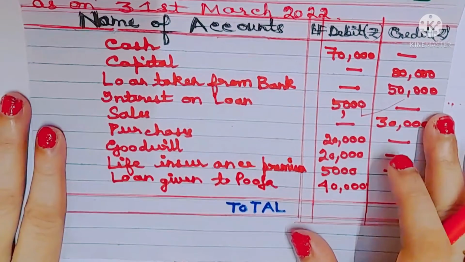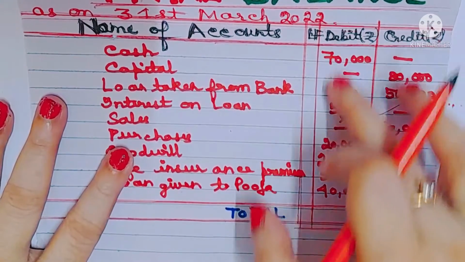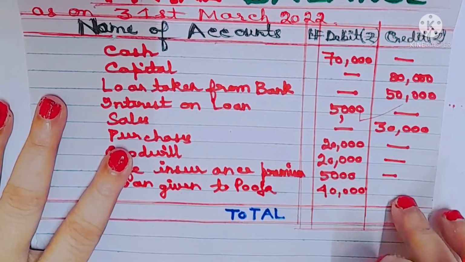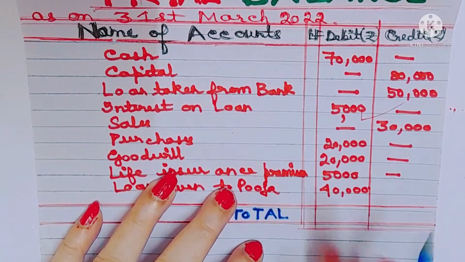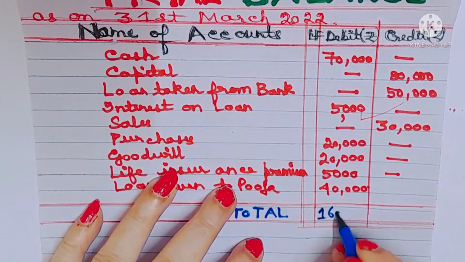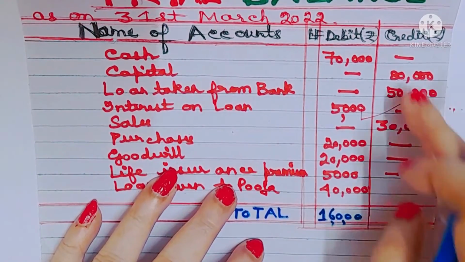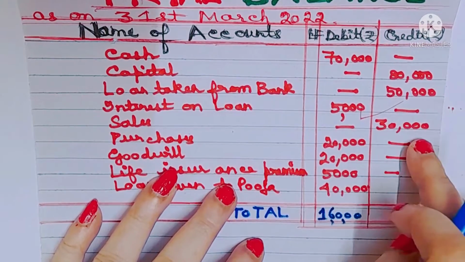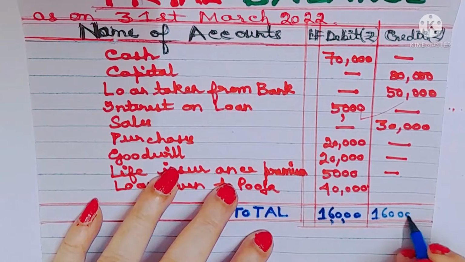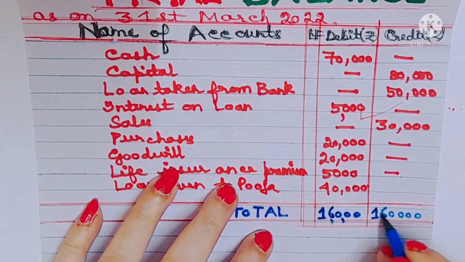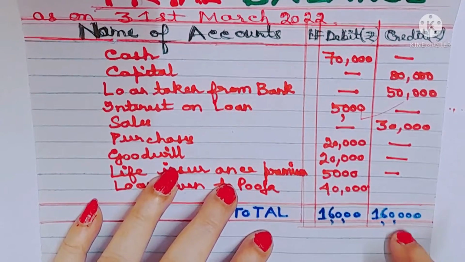So, we have finished writing all the accounts. Now, let's calculate the total of debit column and the total of credit column. Let's do it. The total of debit column is 1,60,000 and the total of credit column is 80,000 plus 50,000 plus 30,000. That will give you 1,60,000 as well.